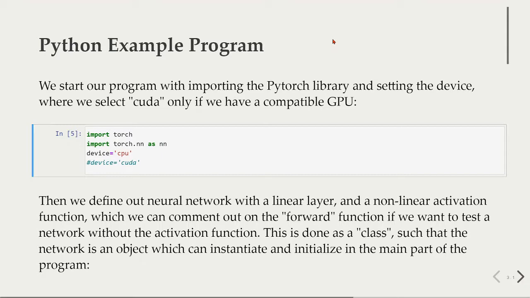Then we define our neural network with a linear layer and a nonlinear activation function, which we can comment out in the forward function if we want to test the network without the activation function. This is done as a class such that the network is an object which we can instantiate and initialize in the main part of the program.